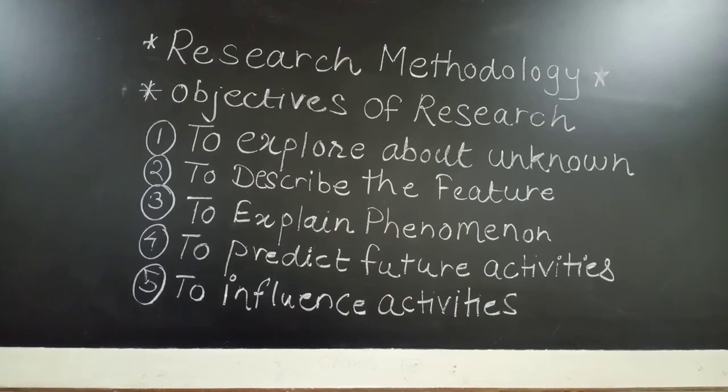Now, the fifth is to influence activities. The last objective of a research study is known as controlling or influencing a particular phenomenon. Here, the research emphasizes applying the existing theories and models instead of developing new theories for influencing various facets.